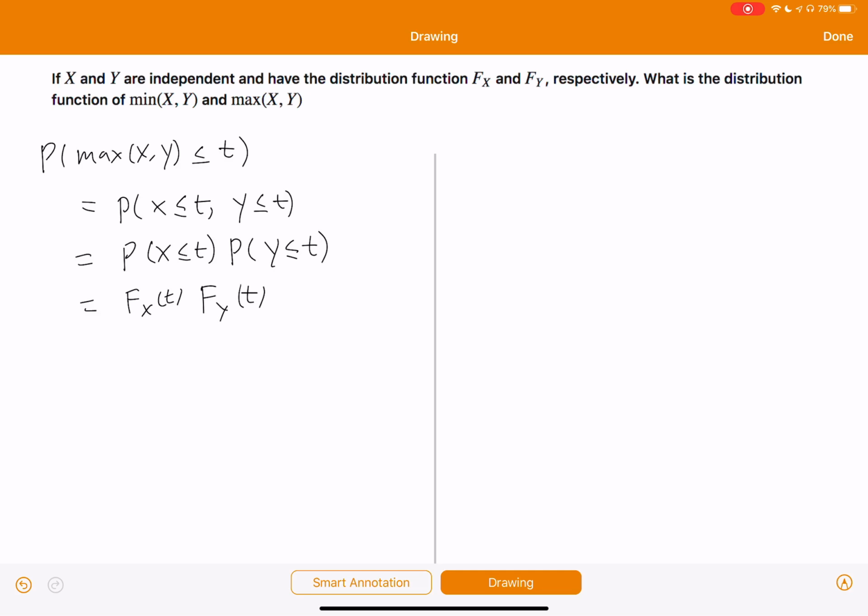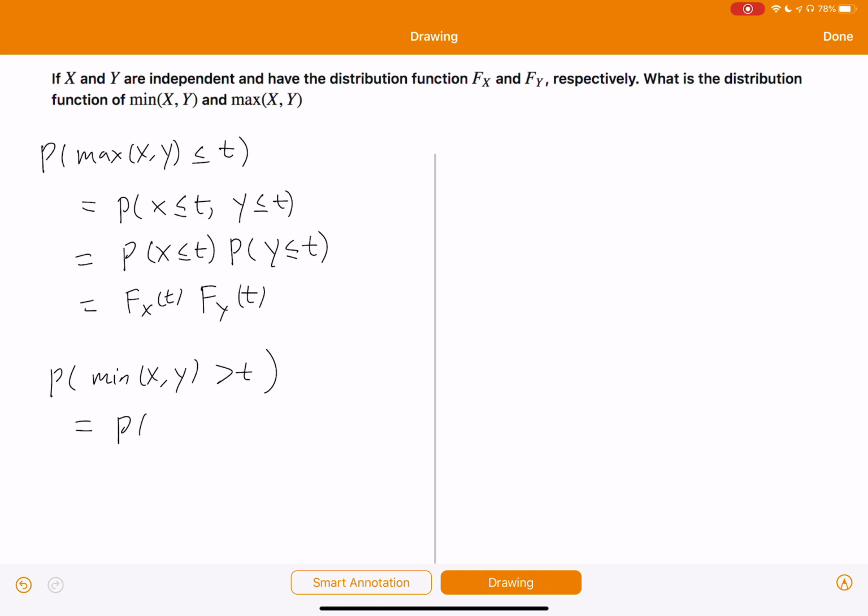Now let's calculate next the distribution function of the minimum of x and y. But we first calculate the probability that the minimum of x and y is greater than t. Note that for the maximum, we calculate the distribution function directly. But for the minimum, we first calculate the opposite. So rather than calculating the probability that the minimum of x and y is less than or equal to t, we first calculate the probability that this is greater than t, and this is easier.